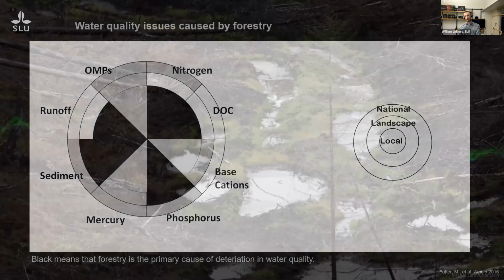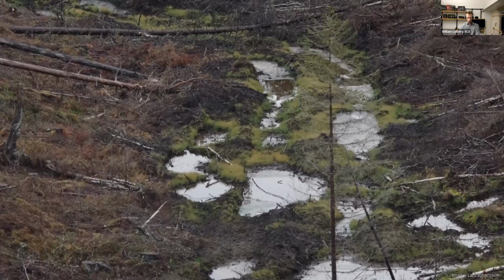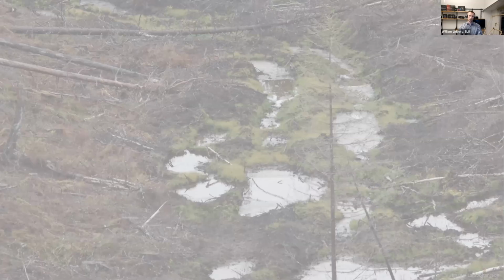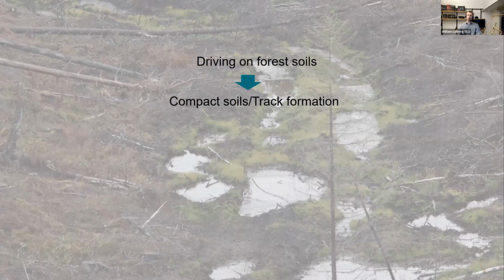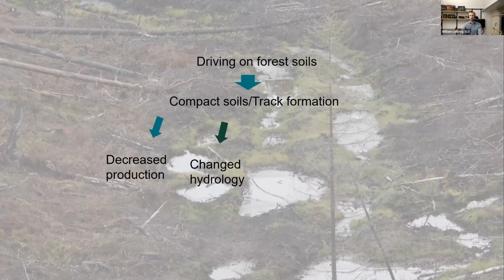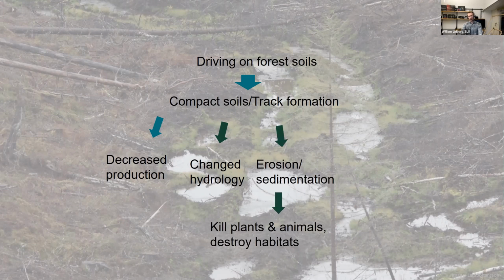And the reason for this is mostly related to rutting or damage to forest soils caused by heavy machines. If you try to drive a 30 or 60 ton machine across a wet area, it will damage that area. And this damage both compacts the soil, so you get decreased forest production, and changes the hydrology, so the streams might take a new course. We also get erosion of sedimentation in nearby streams.